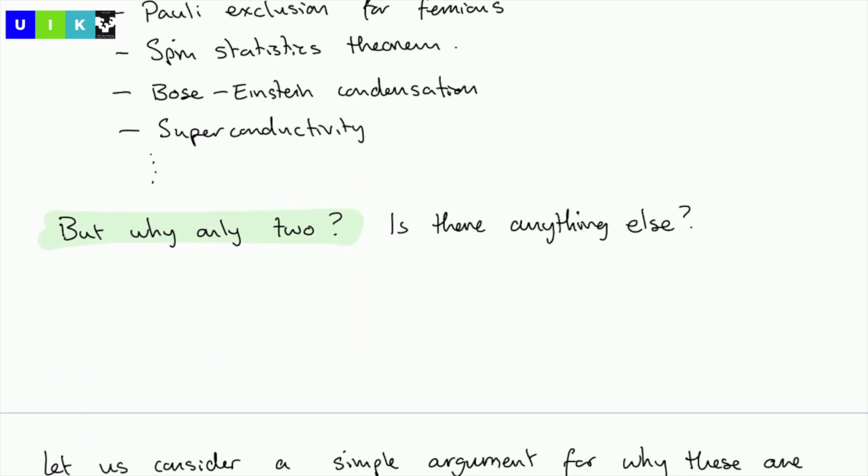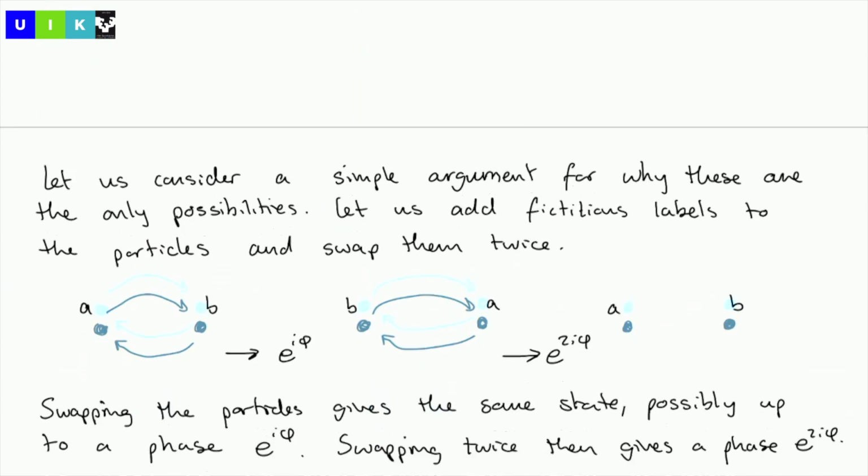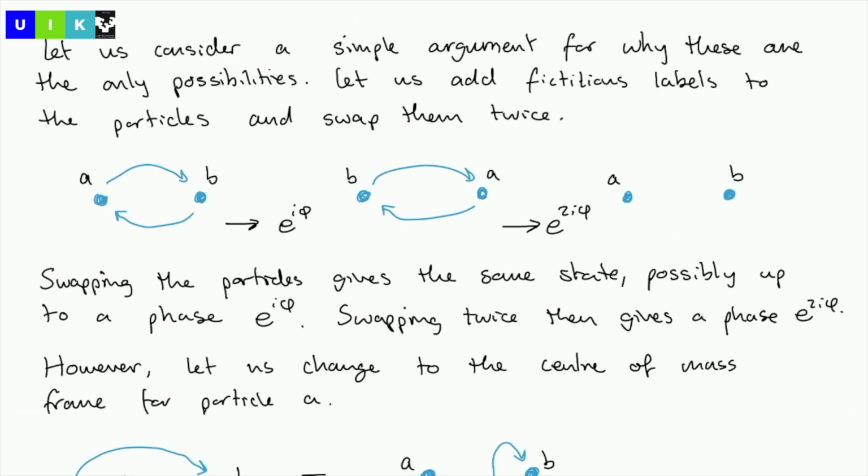But then you might ask, why is it only two? Why is it only bosons and fermions? Is there anything else that we can get? And so again, let's go back to an argument that you've probably seen for why these are the only two options.